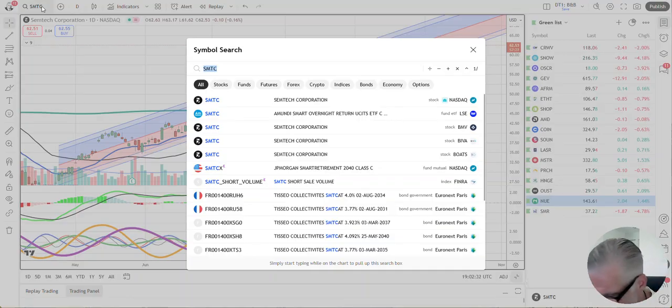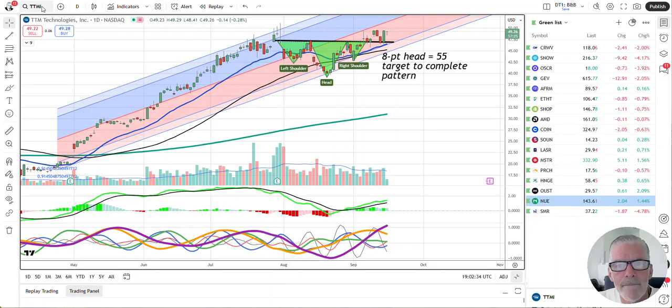Let me do one more here, TTMI. Oh, nice. Actually, this was one that I was in a while back. I played the breakout, and then I got stopped out on the little pullback here, and then, much to my chagrin, saw a big upside day tomorrow. This is a bullish chart. When you have a head and shoulders at the top of an uptrend that then breaks out to the upside, that is as bullish as it gets.